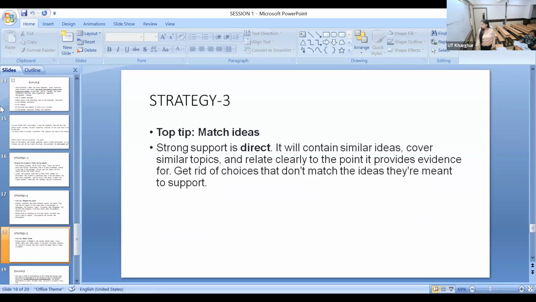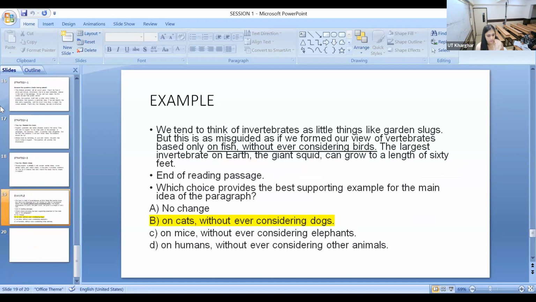Then third trick, strategy 3. Match ideas. Match ideas means similarity. Okay, let's do this example, then let's see how.